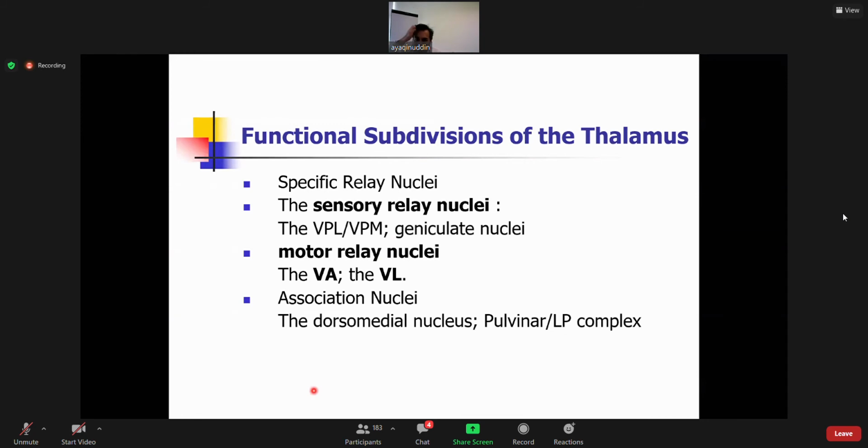Now there are some functional divisions, as we said. There are some specific relay nuclei, for example, sensory nuclei. We have talked about VPL and VPM and the geniculate nuclei. Then we have some motor relay nuclei from the cerebellum and basal ganglia, which are ventroanterior and ventrolateral. And then association nuclei, which are dorsomedial nucleus and pulvinar. So these are mainly association nuclei.